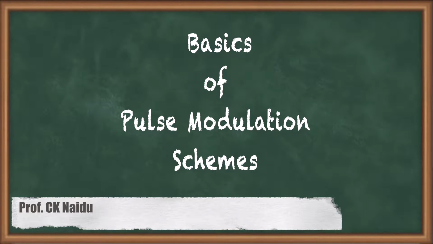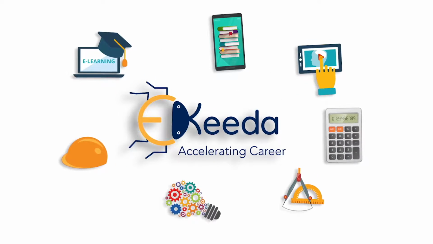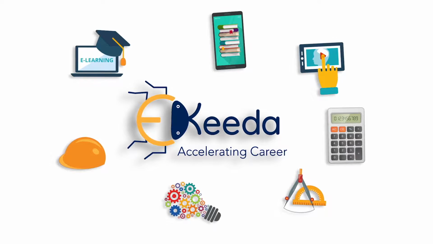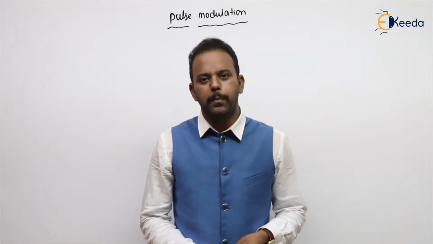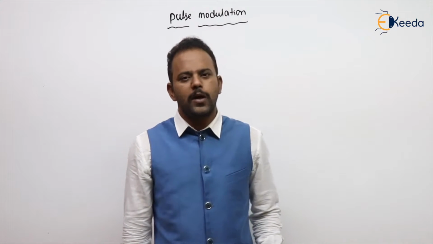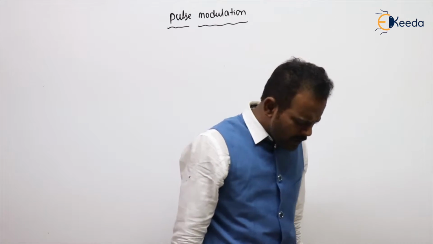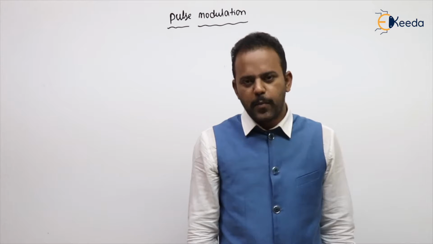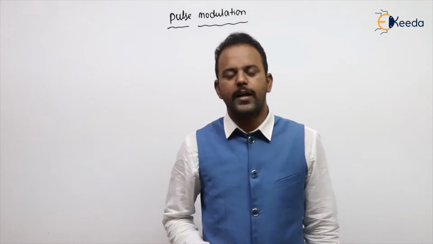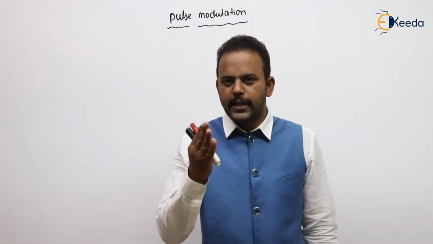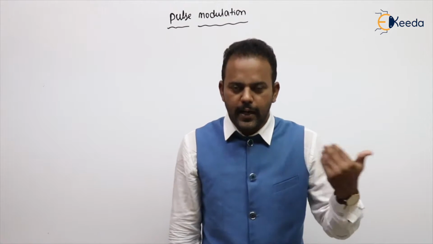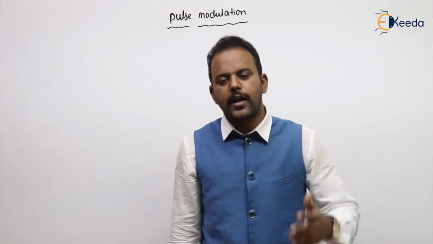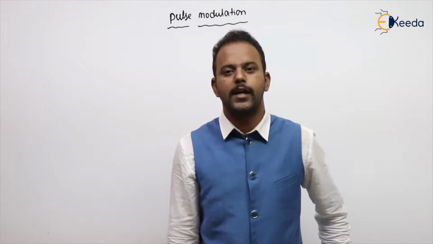In this topic, we are going to be discussing pulse modulation. What is pulse modulation, sir? Pulse modulation is an example of discrete modulation, which means that it is not analog. In analog communication, all of that is called analog. But here, this is called discrete modulation.